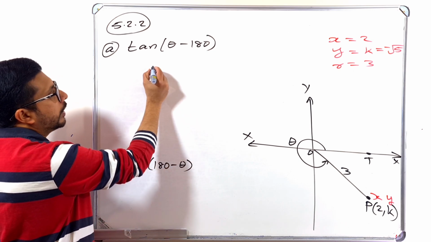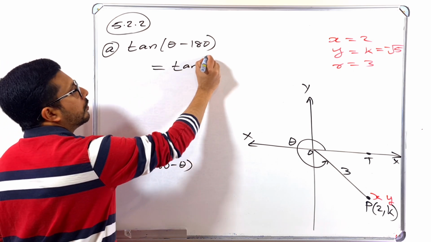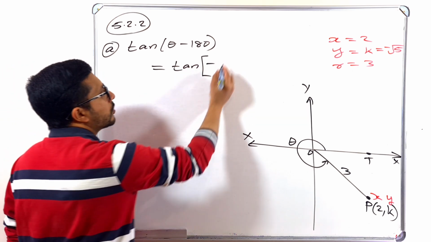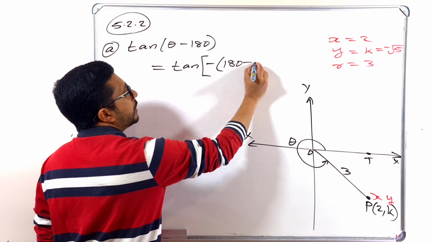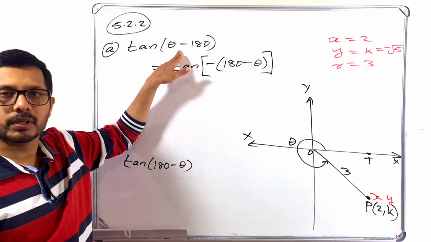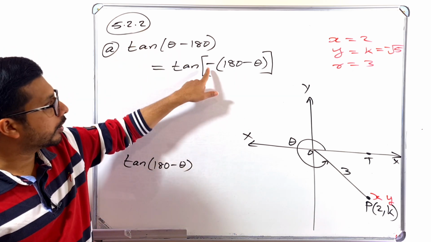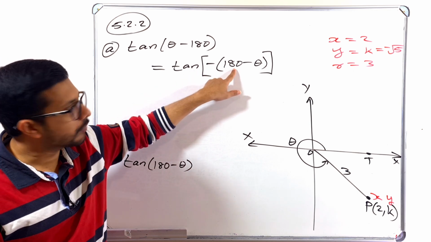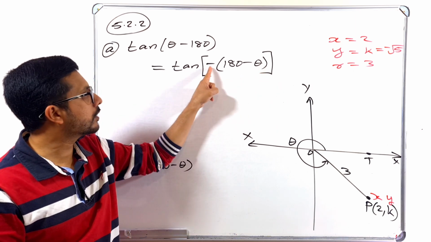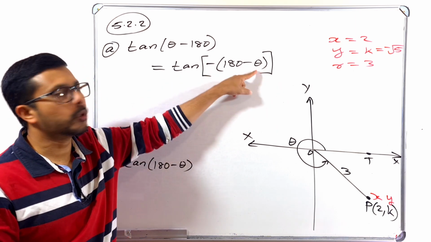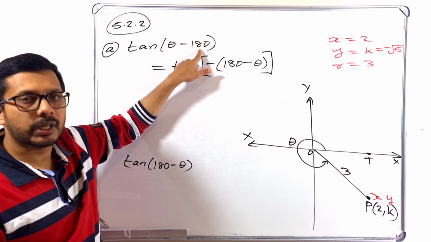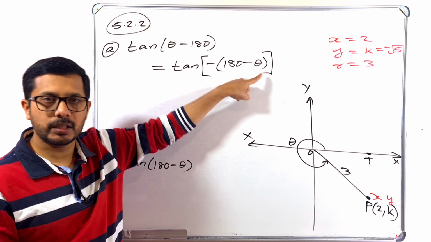So look at what I'm going to write: is equal to tan of, then I'm going to take a minus as common factor. So I'm going to write it like this, 180 minus theta. Tell me, is it the same as this one? Yes, of course it's the same, because if I expand the bracket, minus into 180 is minus 180. Minus into minus theta, minus into minus is positive, so it is positive theta. So theta minus 180, you can write like that, minus of 180 minus theta.